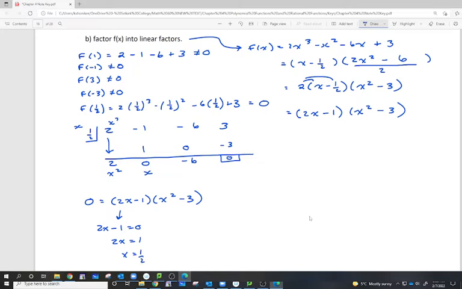So there's my half zero. And then we do this guy too. What makes x squared minus 3 equal to 0? When x squared equals 3, and then take the square root. So when x equals plus or minus root 3.